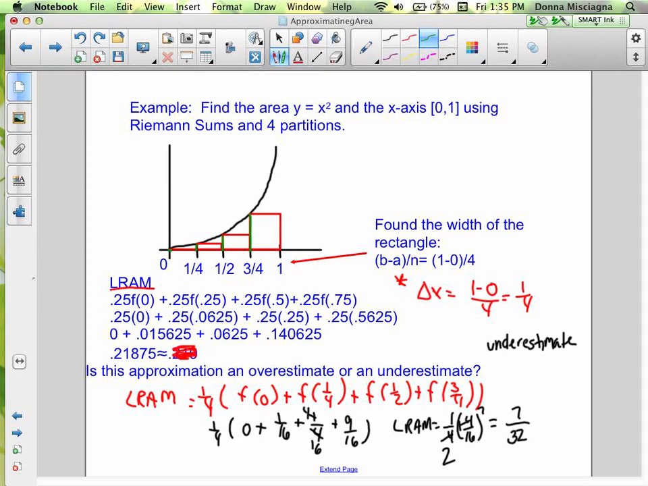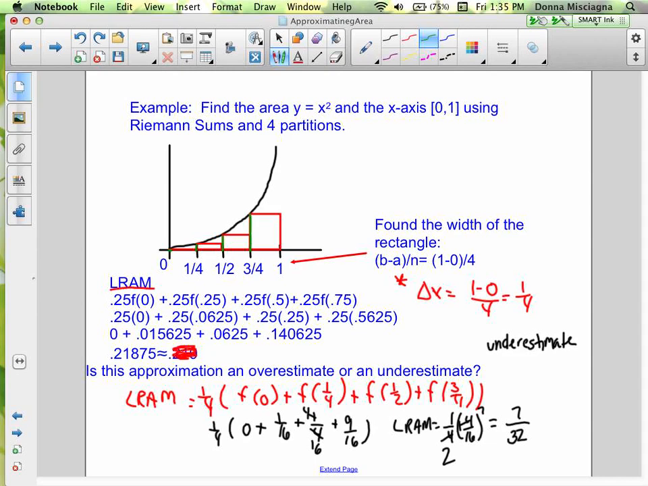When you plug that in, f of 0 is 0. f of 1/4, 1/4 squared is 1/16. f of 1/2 is 1/4. I changed that from 1/4 to 4/16 so I could add it, because it was the only one that had a different denominator. And then the last value is f of 3/4, which is 9/16. Add them together and you have 1/4 times 14/16. You can reduce, and 7/32 is our answer there. And that's the exact answer.